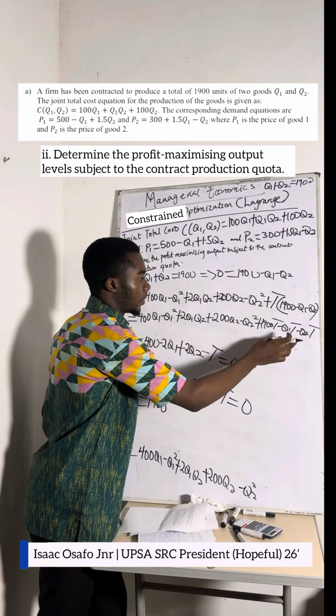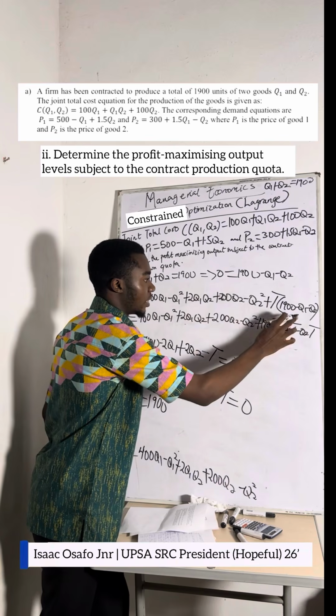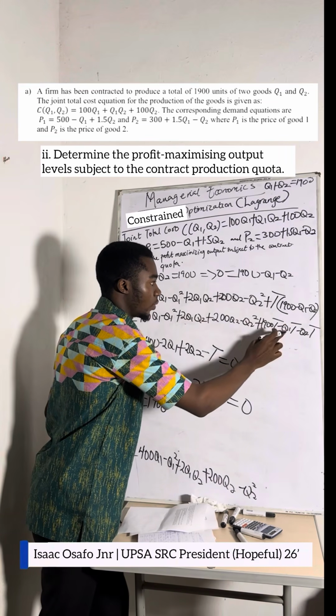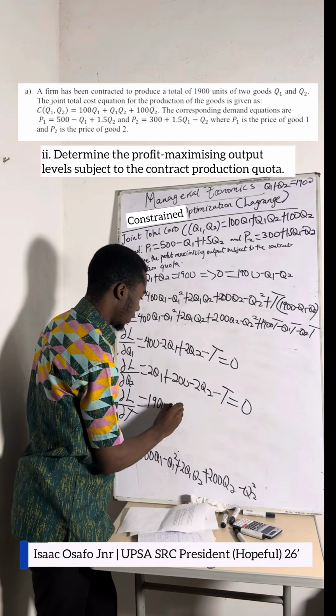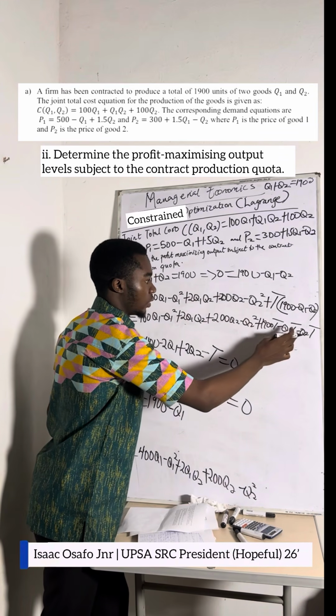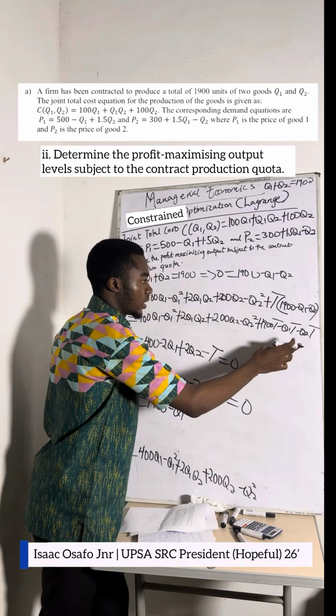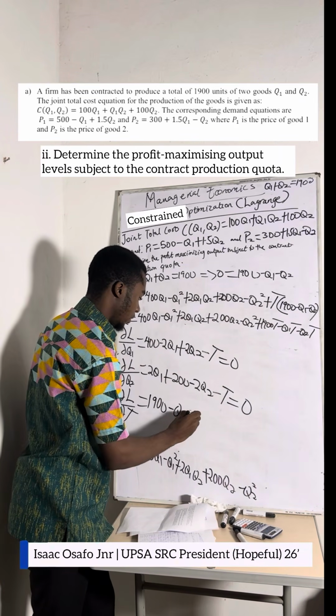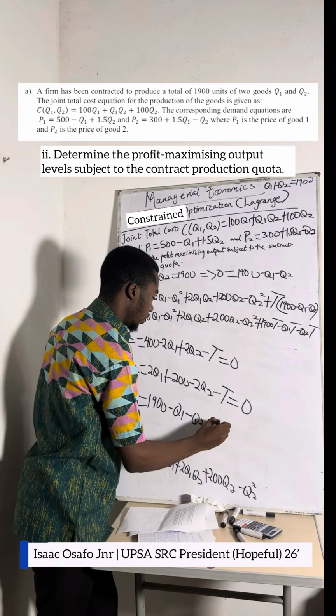K1 is multiplying lambda, do you get it? So we assume that lambda is 1. So negative K1 times 1 will give you negative K1. Then minus K2 lambda. Lambda is multiplying K2, so we assume that lambda is 1. So negative K2 times 1 will give us negative K2. Then we equate it to 0.